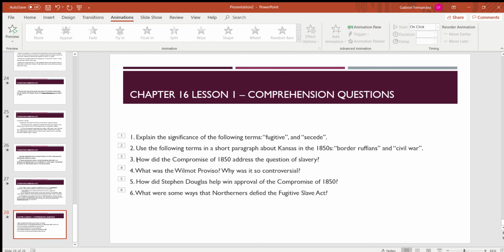Number 3, how did the Compromise of 1850 address the question of slavery? Number 4, what was the Wilmot Proviso? Why was it so controversial? Number 5, how did Stephen Douglas help win approval of the Compromise of 1850? And number 6, what were some ways that Northerners defied the Fugitive Slave Act?